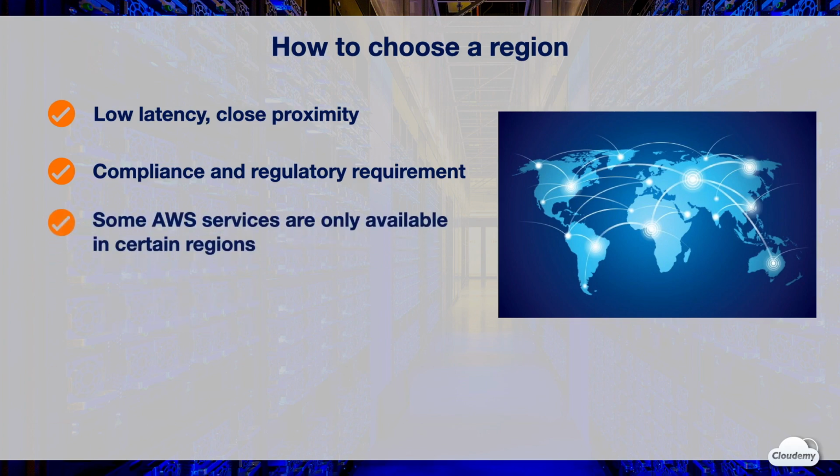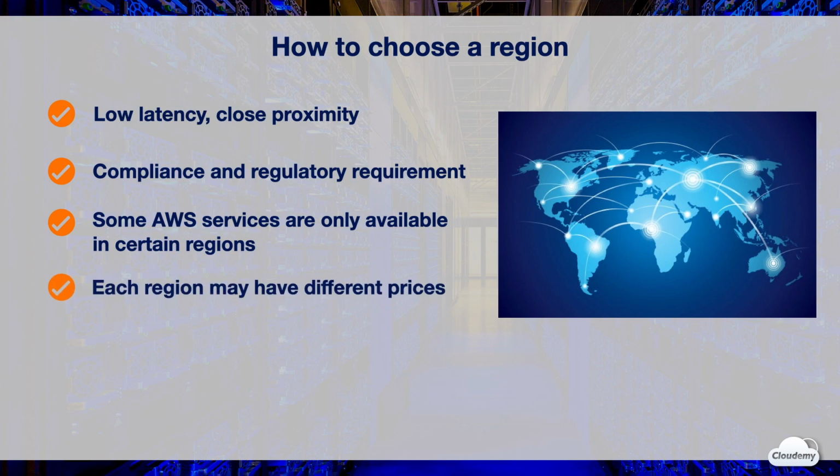Some resources or services are only available in certain regions. New services are usually launched in the US East Northern Virginia region first. Sometimes it takes a long time to roll out to other regions. For example, Alexa for Business is only available in this region at the moment. However, this doesn't mean your end users can't access the application created by the service. It just means you can only create and manage the service in this region.